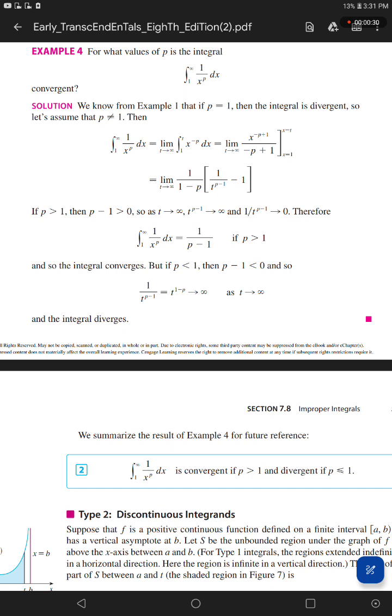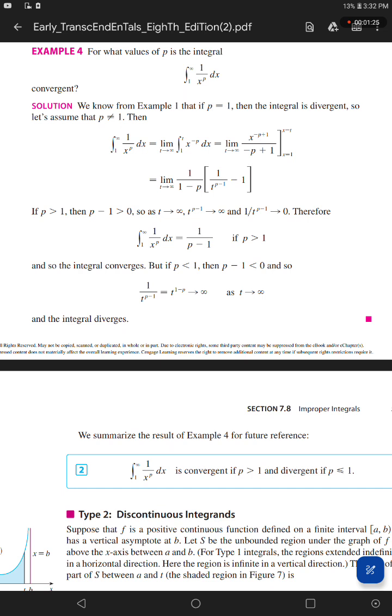Then the integral from 1 to infinity of 1 over x to the power p dx equals the limit as t approaches infinity of the integral from 1 to t of x to the power negative p dx, which equals the limit as t approaches infinity of x to the power negative p plus 1 over negative p plus 1 on the interval from x equals 1 to x equals t, which equals the limit as t approaches infinity of 1 over 1 minus p, open bracket, 1 over t to the power p minus 1, close bracket.